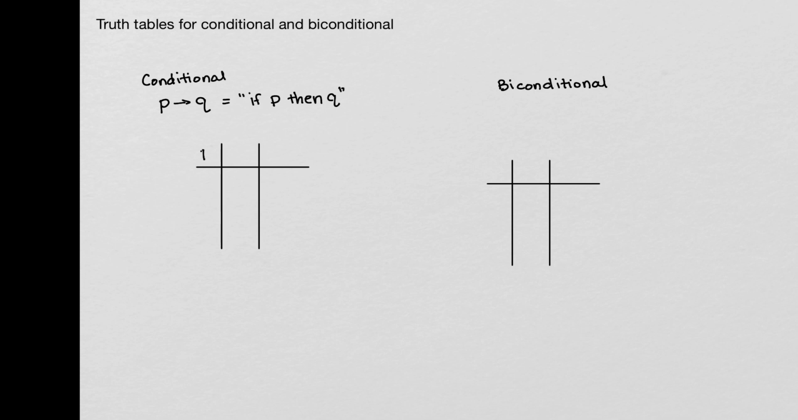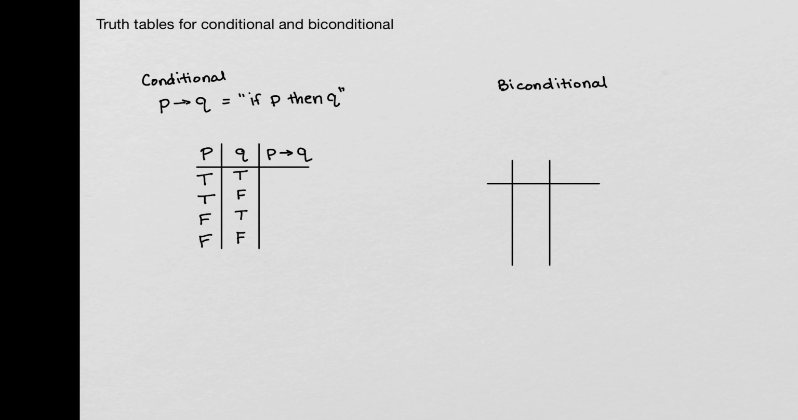So I'll make my truth table headings, and my P values are true and false. We do 2 of each. Q is also true or false, and we alternate.